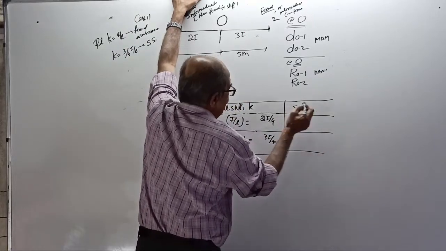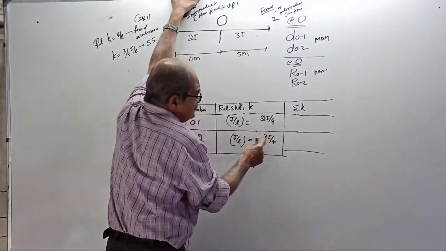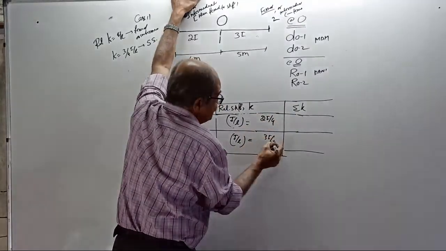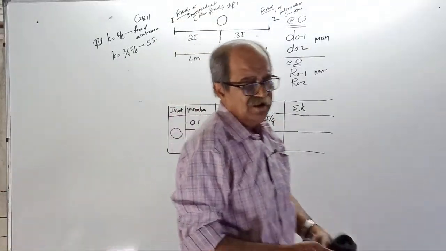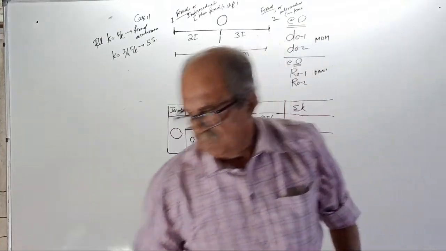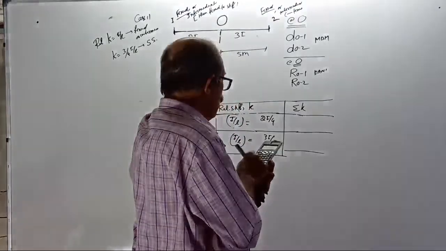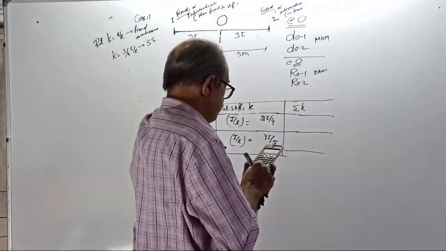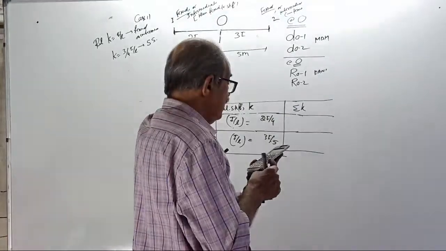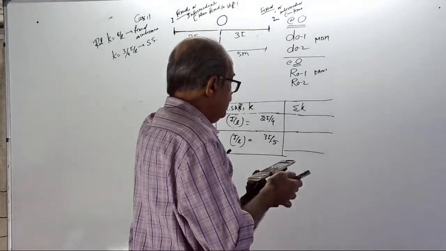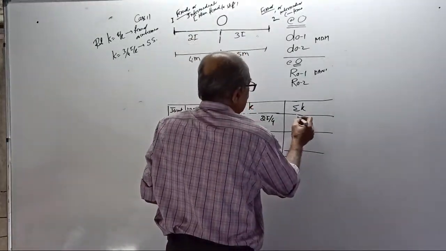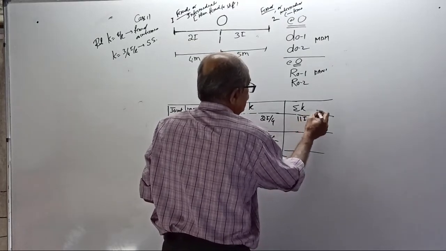Calculate sigma K fast: 2 by 4 plus 3 by 5. I do not want decimals, I want numbers only here. Where is the calculator? I will calculate because you will take a lot of time. 2 by 4 plus 3 by 5 is 11I by 10.